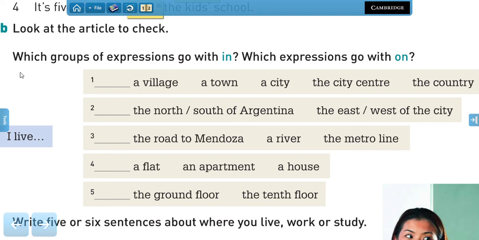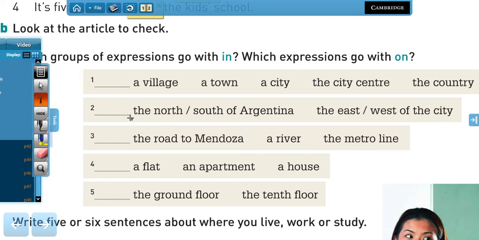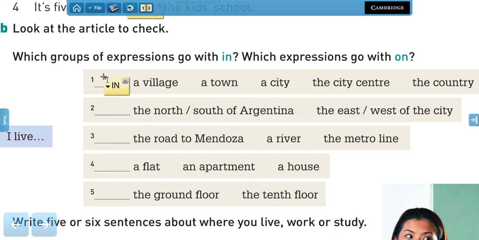Are you ready? So let's check. We have number 1. I live in a village, in a town, in a city, in the city center or in the country, right? Bigger places, and I live inside that place. For number 2, I also use the preposition in: in the north or in the south of Argentina, in the east or the west of the city, because we're talking about bigger areas, right?